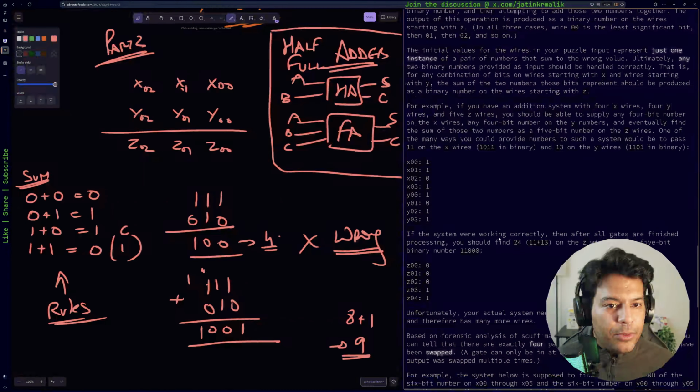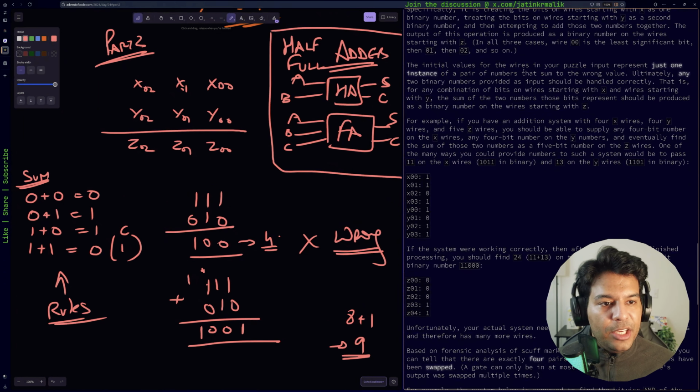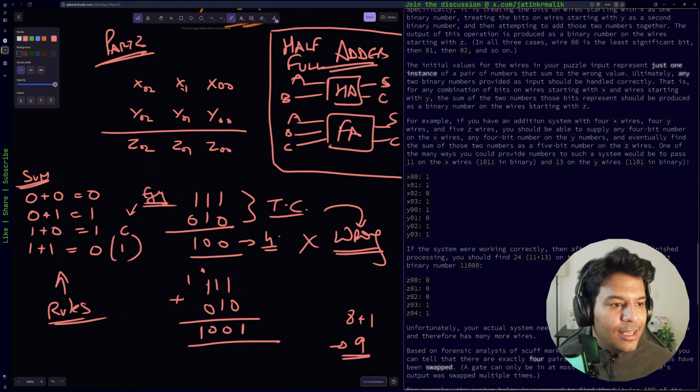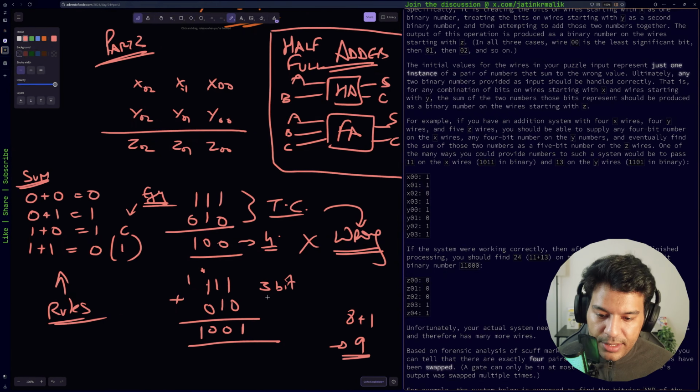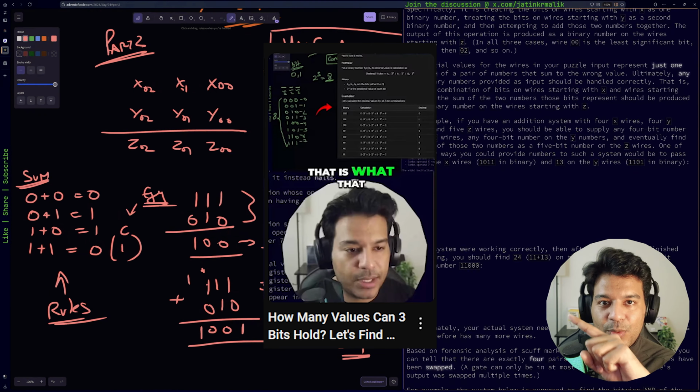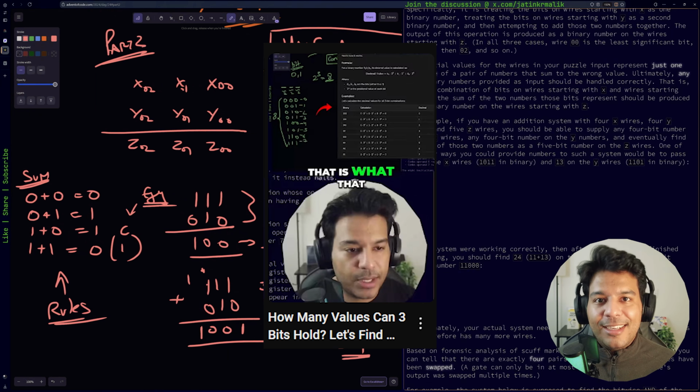But let's see what we have to do in the question here. It says that the initial value for the wires in your puzzle input represents just one instance of a pair of numbers. So this is one of the test cases in a way that gives this wrong value. Ultimately, any two binary numbers provided as input should be handled correctly. This is probably an edge case, as I mentioned, because you can see that here we did a sum of two 3-bit numbers, and this gave an output of a 4-bit number. If you don't understand what a bit is, I have a very short video explaining how bits work and what 3-bit and 4-bit mean. Check that out.